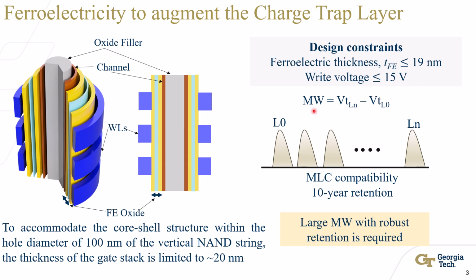Memory window, in the context of a vertical NAND flash, is the difference between the two extreme device threshold voltages. For example, if L0 and Ln are my two extreme device VTs, then my memory window in NAND flash is defined as the difference between these two VT states. A large memory window is desired because it will enable us to have multiple VT states in between, and it will enable multi-bit capability, which is required for NAND flash applications. So how to get this?